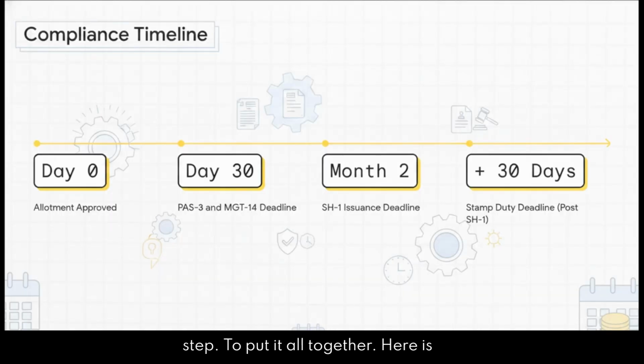To put it all together, here is your precise compliance countdown clock. Think of day 0 as your allotment date. By day 30, your PAS-3 and MGT-14 filings are absolutely due. Boom. By month 2, those SH1 certificates must be issued. And then, within 30 days of that issuance, the stamp duty has to be fully paid. I highly recommend internalizing these deadlines, guys. It's really the only way to avoid those hefty late fees and absolutely massive regulatory headaches down the line.